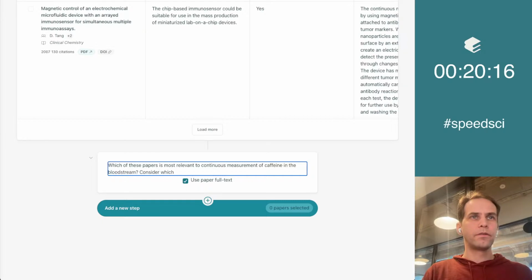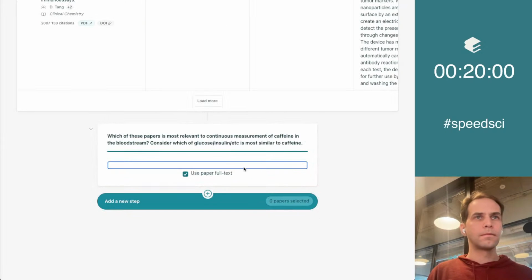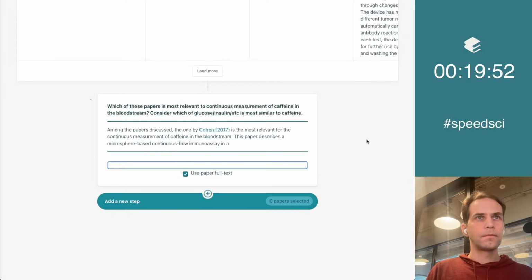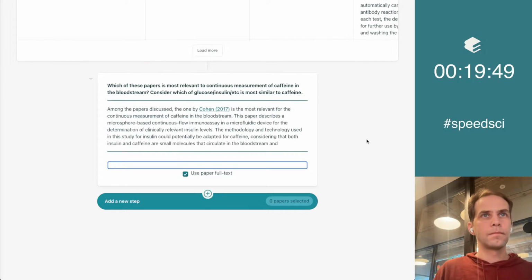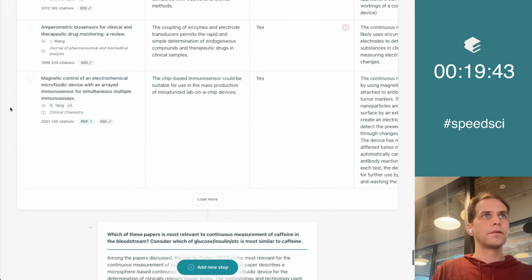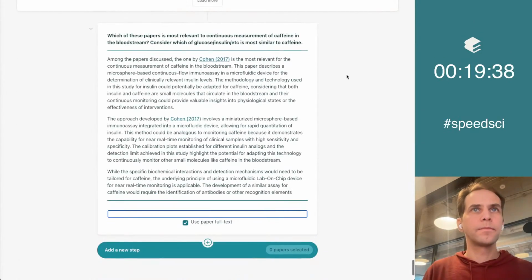Consider which of cause is most similar to caffeine. Okay, Cohen, which paper was that? That's the first one, maybe unsurprising.